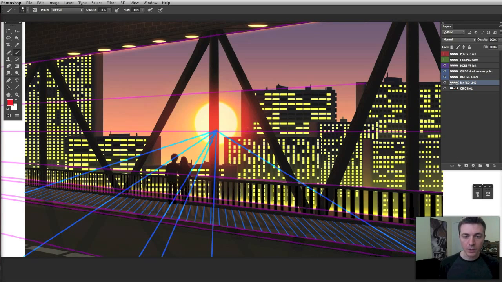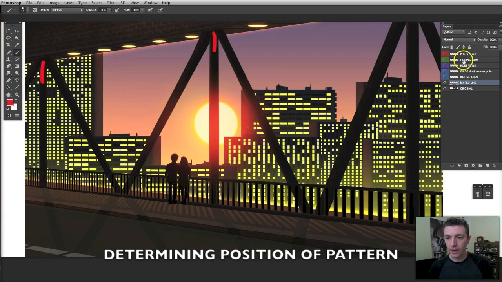What else is there to look at? Well, there's these posts. What's up with the posts? Well, the posts have been eyeballed in. When you have a repeating design here, you can either just guess where the posts should go, or you can actually figure out using perspective exactly where the posts should go so that they are placed correctly. Let's go ahead and look at how to do that.